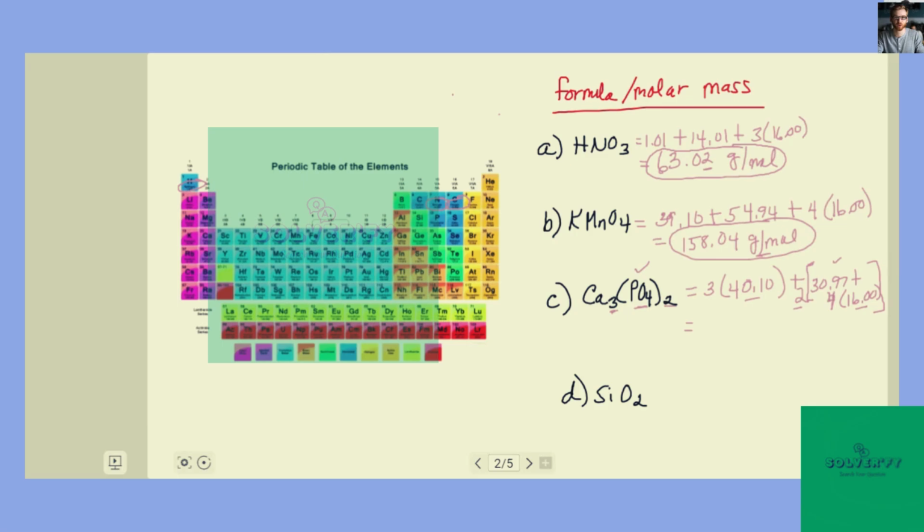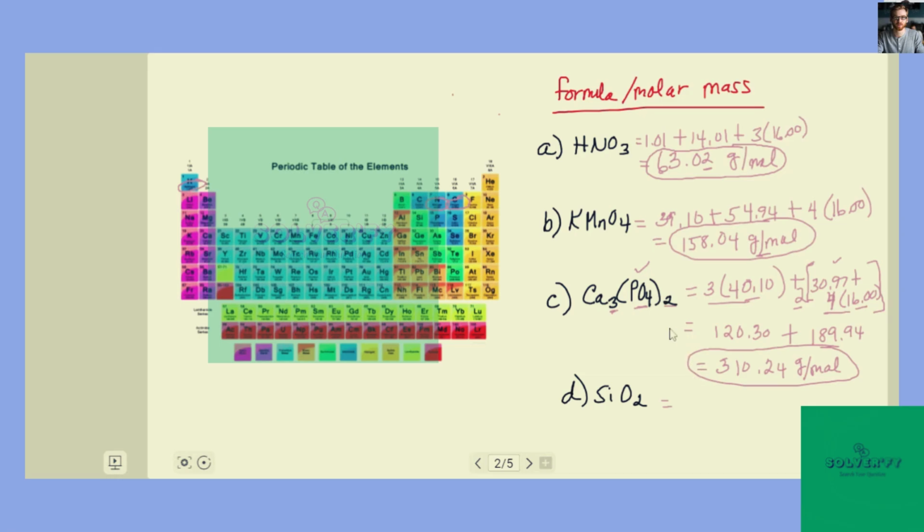So let's crunch some more numbers here. So I've kind of broken this down into parts. So when we calculate the mass of all 3 of those calciums, multiplying the 40 times 3, essentially we get 120.30. And we multiply all the components of the phosphate ion by 2, we end up with 189.94. We add both of those numbers together, and the overall formula mass then for calcium phosphate is a pretty bulky 310.24 grams per mole.